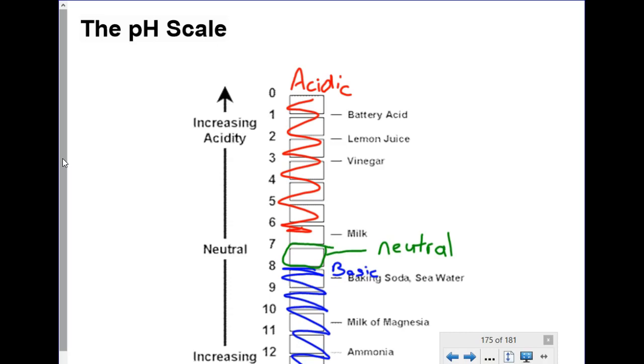Once you get into the basic range, you can use things like baking soda. Baking soda is an excellent neutralizer. I often will neutralize an acid that you have used in the lab by adding baking soda to it. Have you ever heard of milk of magnesia? It's an old name, but you might have taken something that's very similar.